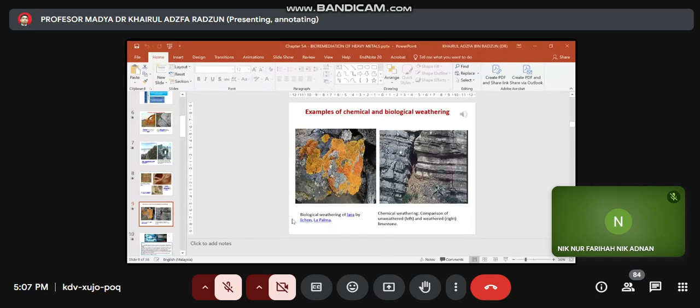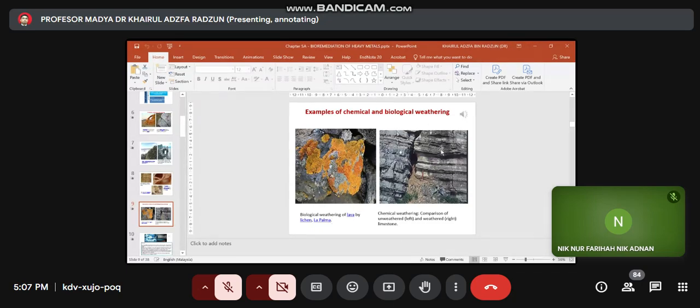Okay, I've mentioned the lichen, biological weathering of the lava. This one is solidified lava from the volcano. We can see that the lichen starts to grow, and eventually the lava will become brittle and dismantle, and fall into the soil. This will also increase the metals concentration in the soil.